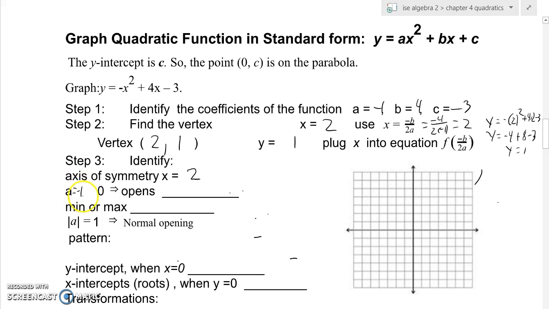Our A is negative 1, which is less than 0, so we open down. We are a sad parabola. We have a maximum value of 1 for our y's. Since our A is negative 1, the absolute value of that's 1, so we open normally like a regular y equals x squared. We don't have to stretch it. So our pattern is 1, 3, 5. Our vertex is 2, 1. We go over 1, over 1, up 3, over 1, up 5. Takes us off the graph. We reflect those over the axis of symmetry, and we draw in our parabola.